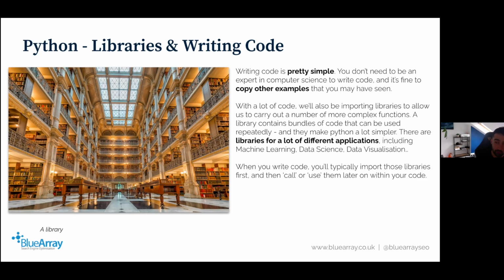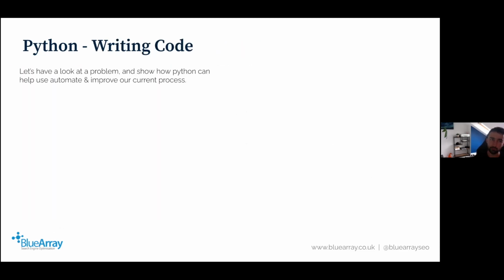When you write code, you typically import those libraries first, and then you call or use them later on within your code. So you import the natural language processing library, for example, and then you just call it, saying, hey, natural language processing API, do this specific task for me. And that just makes it a hell of a lot easier.